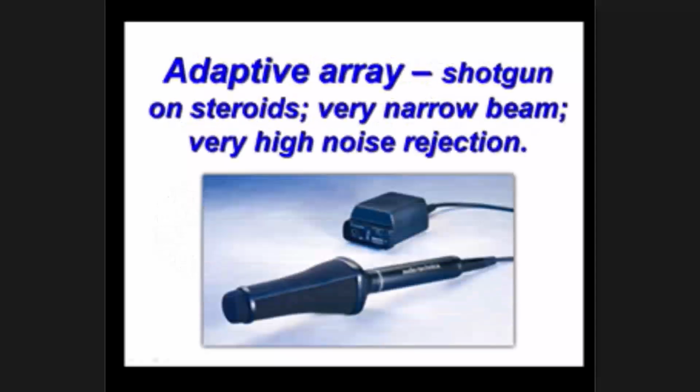Not very common at all is the adaptive array, manufactured by Audio-Technica. This has often been described as a shotgun on steroids. It uses a very narrow beam with a lot of high noise rejection. It's comprised of 5 elements inside of its case. The sound picked up by these 5 separate microphones is digitized and then added together in a special combination, which is what makes the microphone so highly directional.